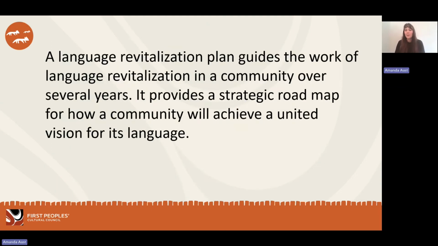A language revitalization plan guides the work of language revitalization in a community over several years. It provides a strategic roadmap for how a community will achieve a united vision for its language. For the purpose of FPCC grants and working towards flourish-level funding, we are looking for language plans that cover a term of 3+ years. A language plan is developed by community for community. It states where you are now, where you want to go, how you will get there, and when you know you have arrived.